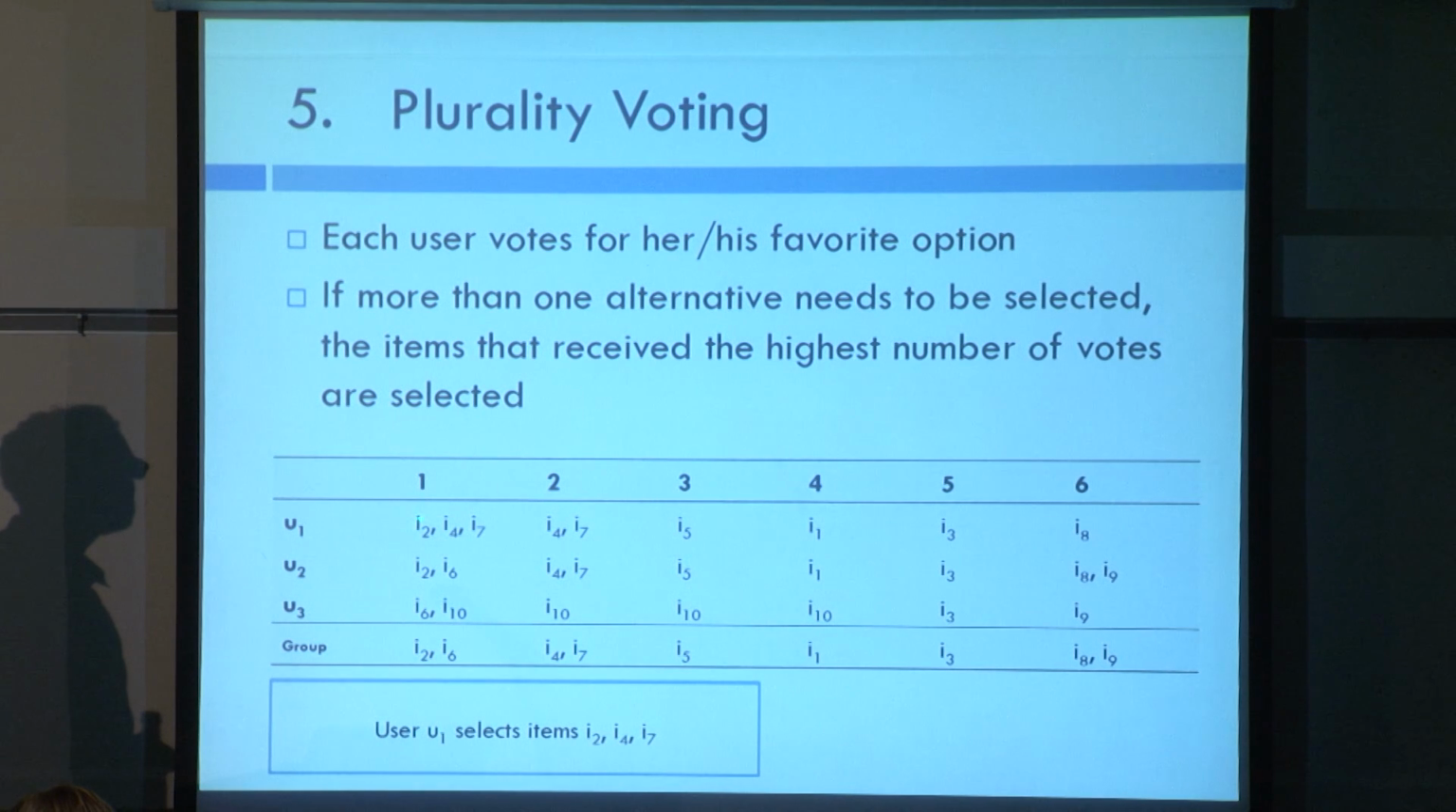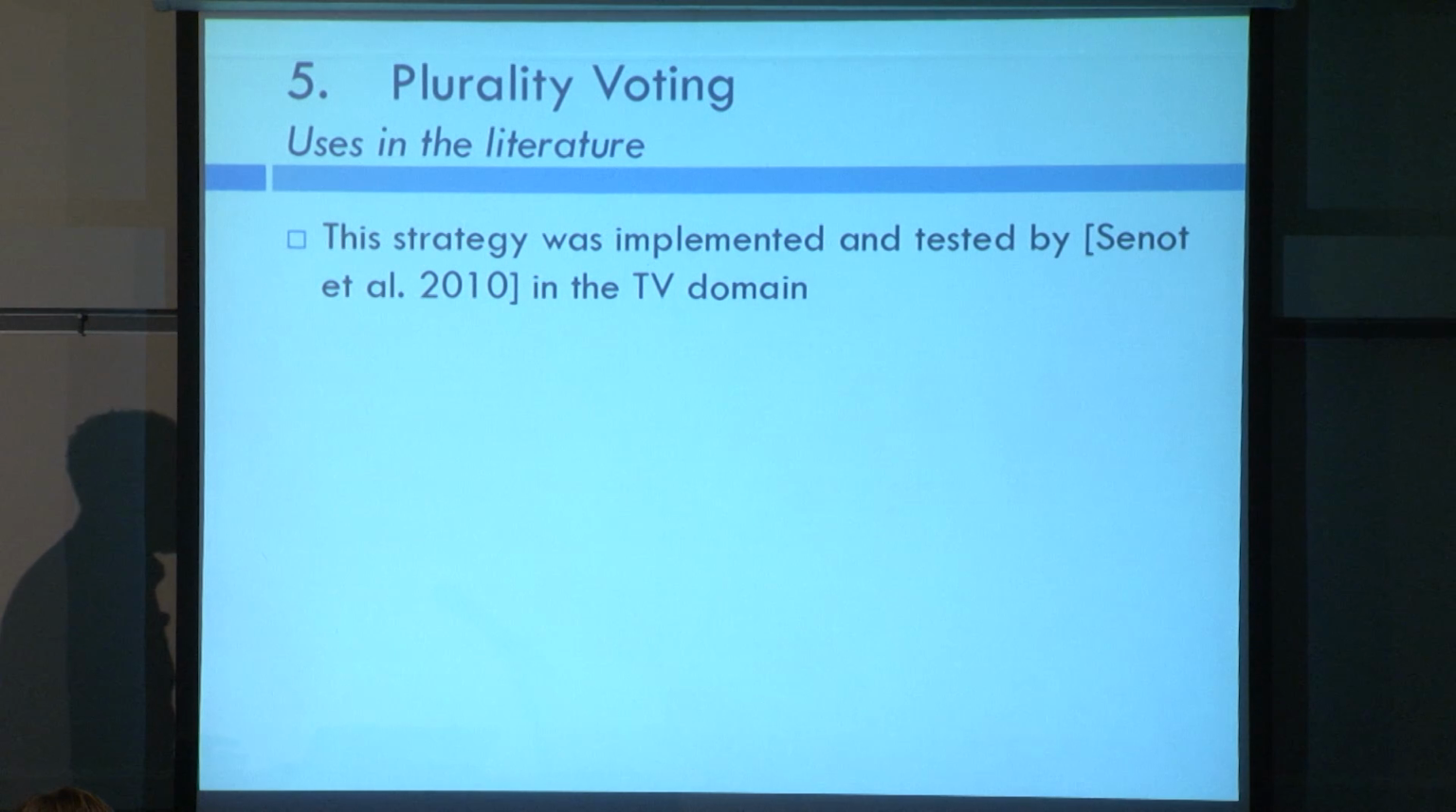So in our case, the first item that would get recommended to the group would be either I2, because it received 2 votes, or I6, because it also received 2 votes. As I said earlier, in case more than one decision has to be made, the strategy is simply repeated. So the second choice of user I1, of course, would be either I4 or I7, because I2 was already chosen. This strategy is not widely used in the literature, but there's this paper by Seno et al. in 2007 that tests this strategy in the TV domain.